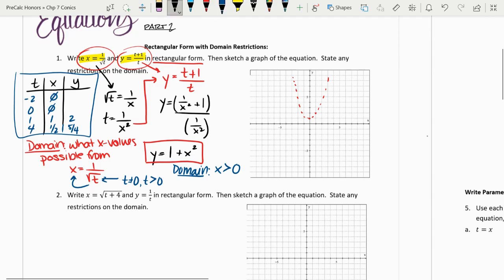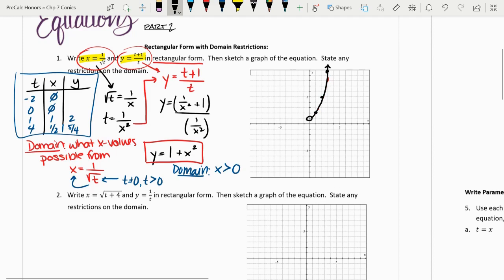Now what we're going to do is just use the restrictions and things we found out to finish up this graph. So I'm going to erase all this negative side over here. We said x has to be greater than 0. And to show that, I'm going to put an open circle at 0. And then I'm going to throw in a couple values for this parabola. So if I have a 2 for x, I'll get a 5 out. If I have a 3 for x, I'll get a 10.